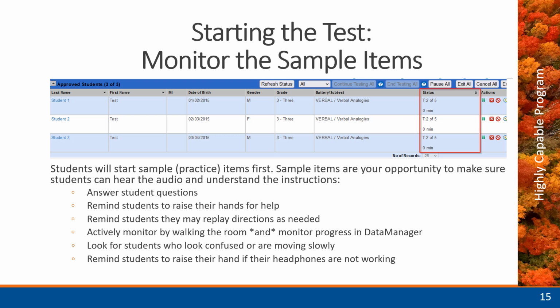As you can see in that red box, you'll see that student number 1 is in test sample question 2 out of 5. Student 2 is in question 2 out of 5 as well, and the status column is basically where you can monitor their progress.